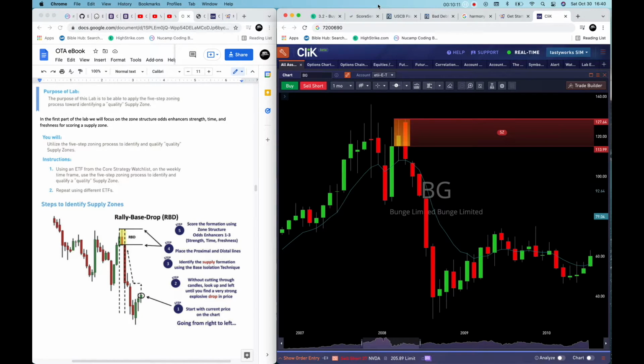All right, so now go ahead and pull up Bungie Limited. Ticker symbol is BG. We have a formation here that looks like a rally-based drop formation between the year 2008 and 2009. And again, we are on a 1-month chart. So go ahead and pull up this supply zone on your preferred trading platform, and then again your time frame is going to be 1 month.